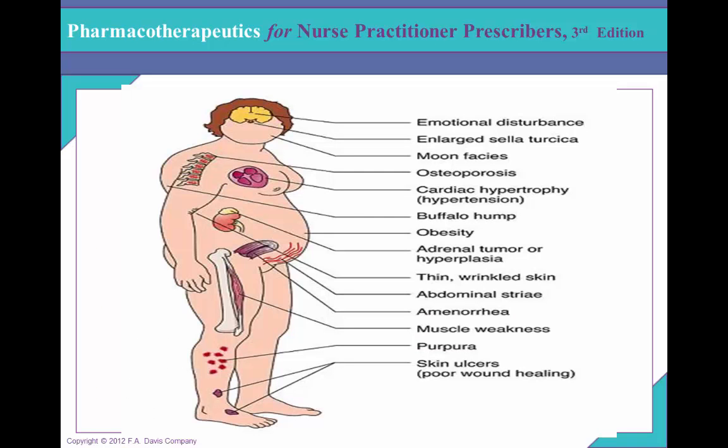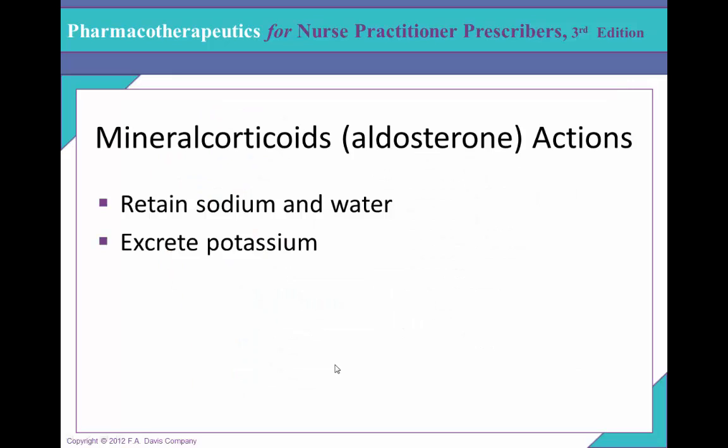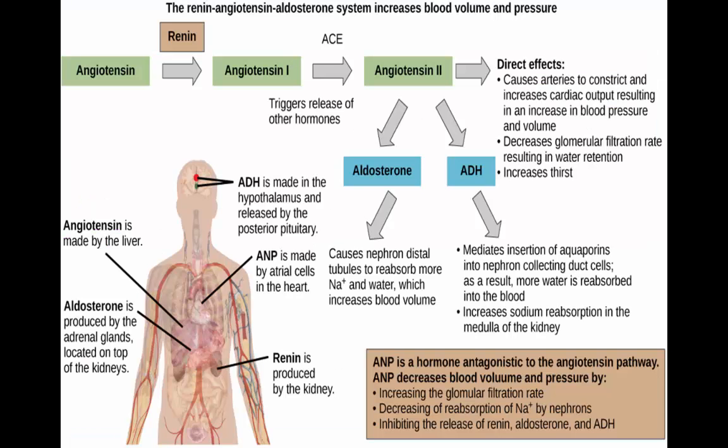So this is basically a refreshment for pathophysiology. You have all the manifestations if a patient would have a Cushing syndrome. Now, aldosterone, remember that the main function is retention of sodium and water and excretion of potassium. This is the renin-angiotensin-aldosterone system.